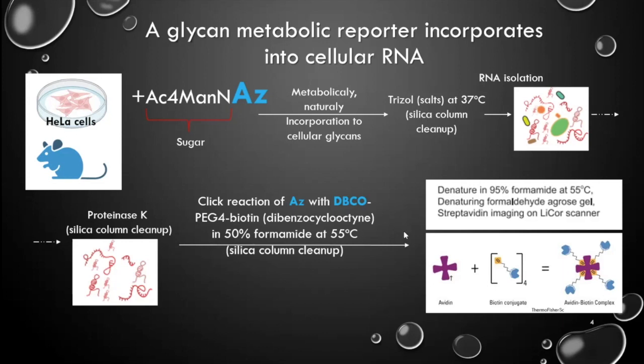The solutions before the biotin conjugation were denatured in 95% formamide. And then using the formaldehyde agarose gel, the streptavidin reaction, as we all know, with tetramer and biotin conjugation was visualized using the scanner, where we normally got the green fluorescent signal. Overall, if the sample contains RNA with incorporated cellular glycans, we should see the green fluorescent signal.